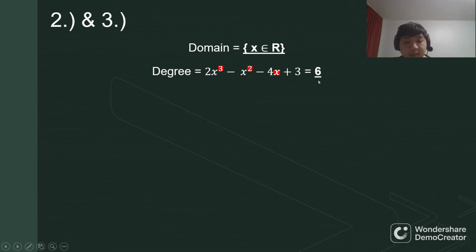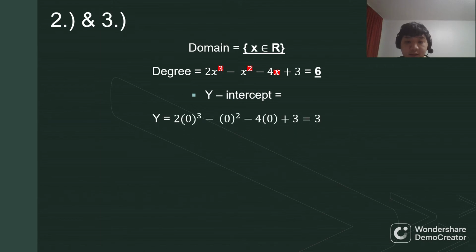Now, the y-intercept is simply the point where x equals 0, or any point that crosses the y-axis. To do this, we can just put x equals 0, and that will give us a value of 3. So putting it into actual coordinates, the y-intercept will be equal to (0, 3).